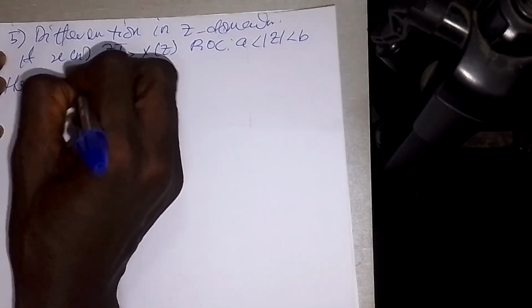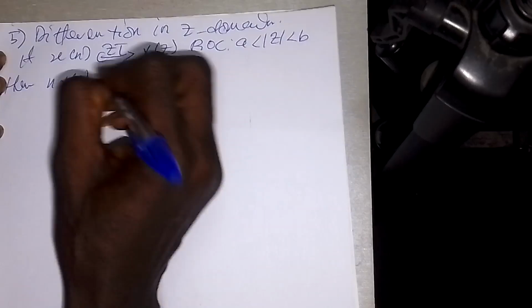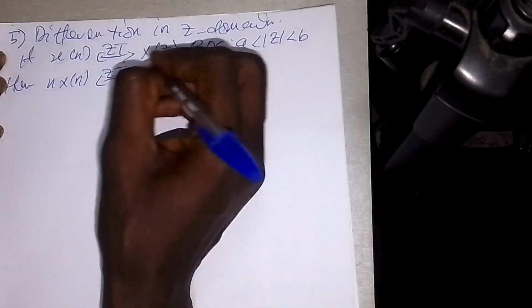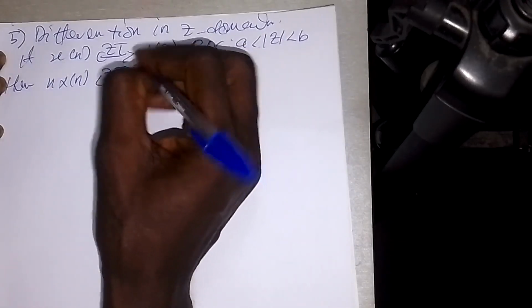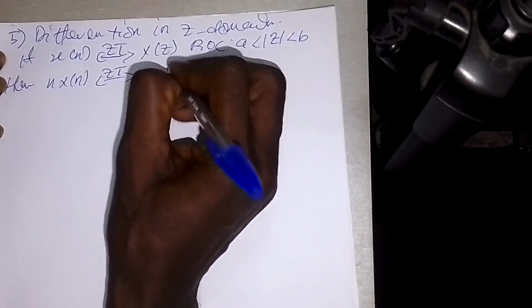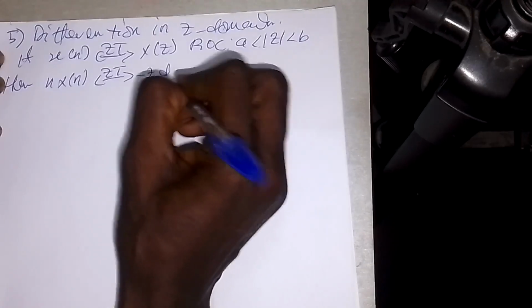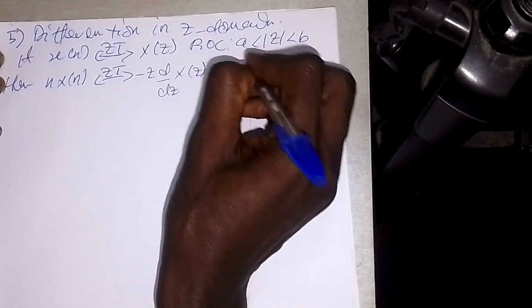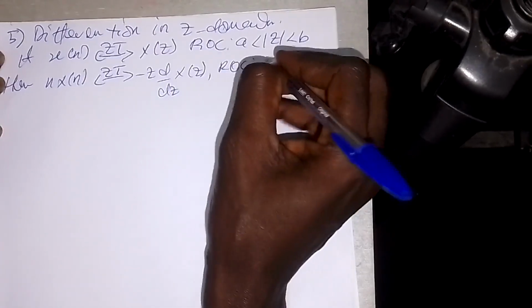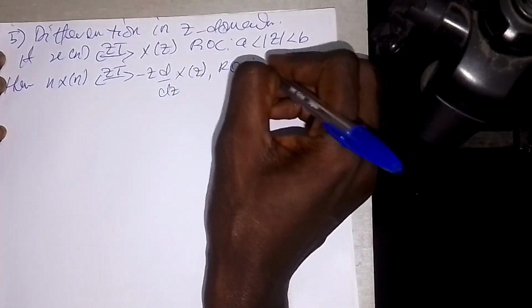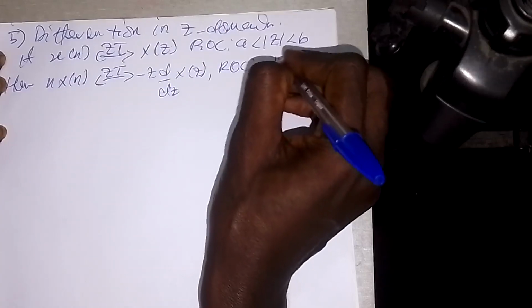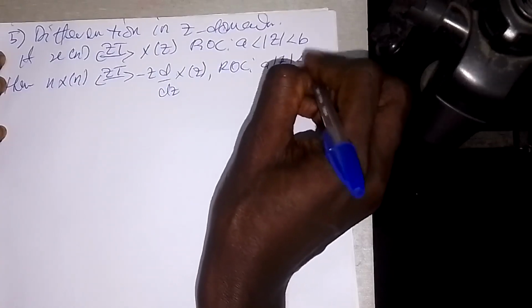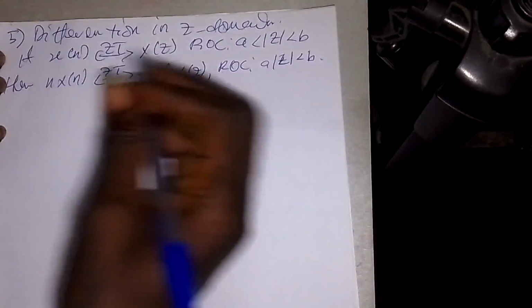n x of n also having a Z transform of the differentiation, minus z d on dz of X of z. And this will also have an ROC that doesn't change: A is less than mod z is less than B. Now let's prove this one.